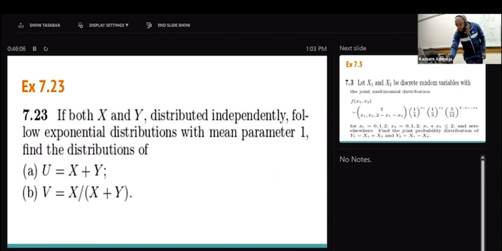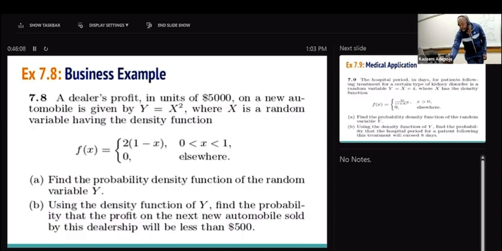Now, I quickly want to go into an application area. Business example. Oh, this will be super easy for you now. I don't even need to do anything here. This is an easy one. A dealer's profit in units of $5,000 on a new automobile is given by y equal to s squared, where s is a random variable having a density function. Find the probability density function of the random variable y. This is super easy. One to one.